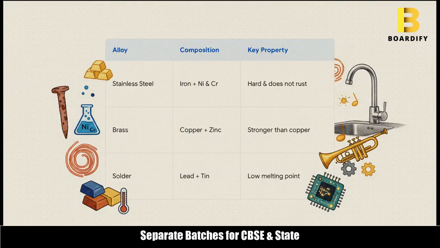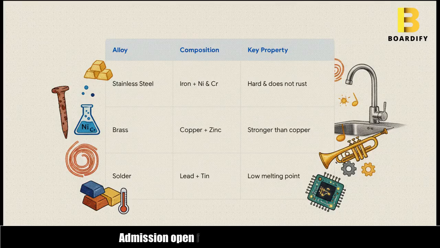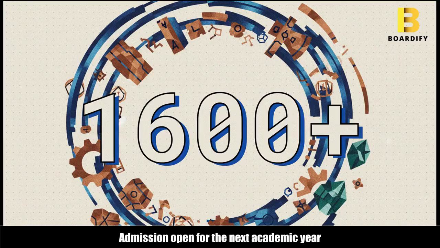Think about it. Pure iron is actually pretty soft and it rusts like crazy. But mix in some nickel and chromium, you get stainless steel. Tough, shiny, and it doesn't rust. Or mix copper with zinc, you get brass. This is literally how we design materials for specific jobs, from the spoon you eat with to the tiny parts inside your phone.